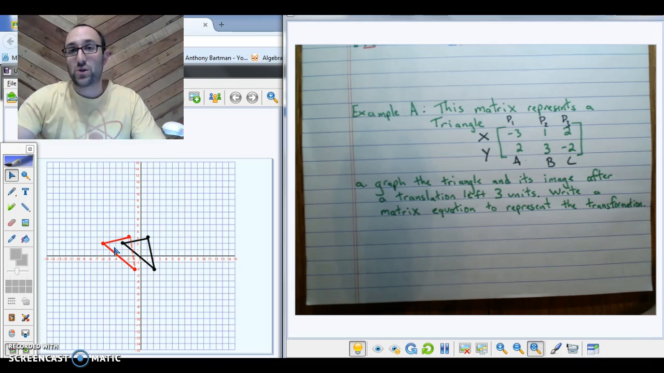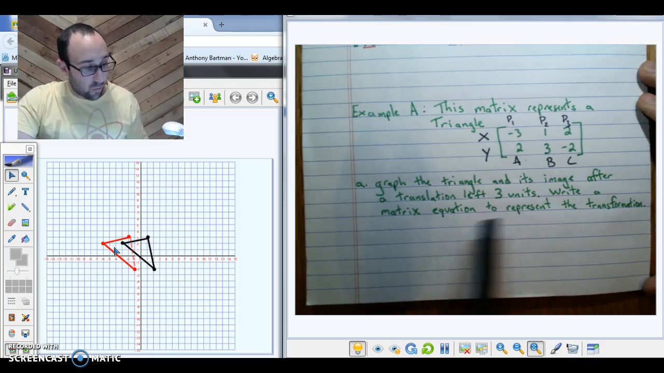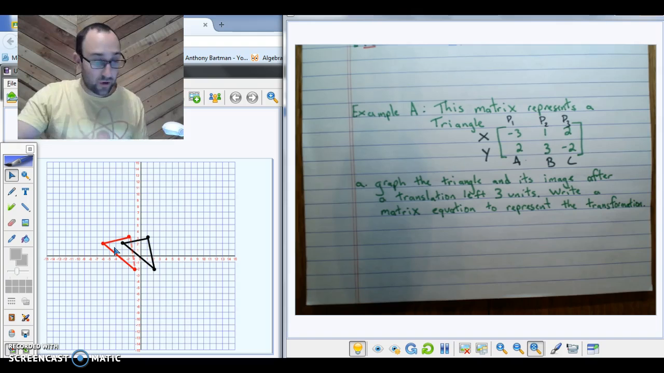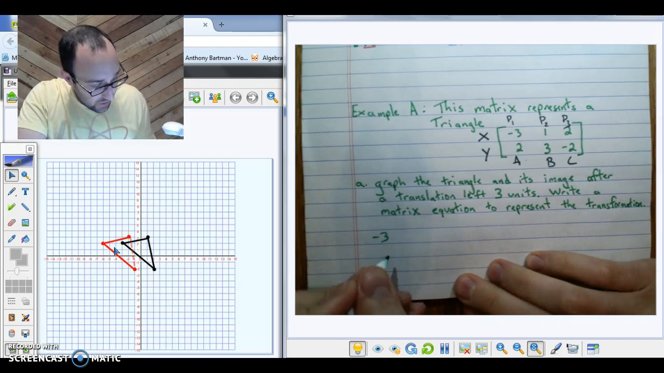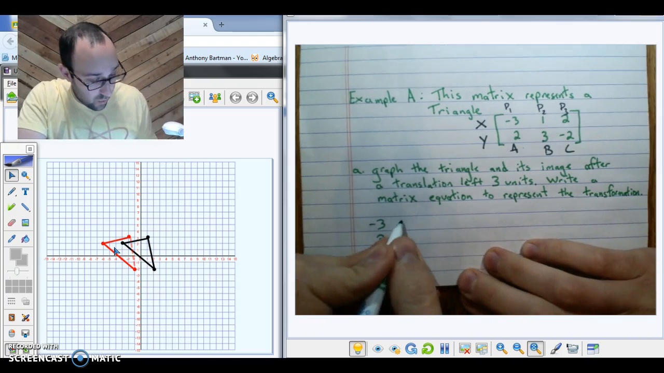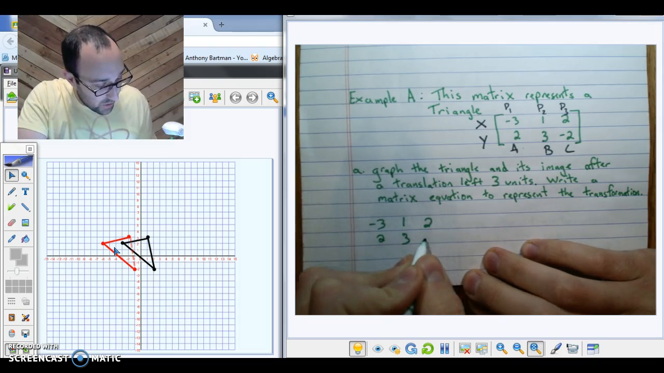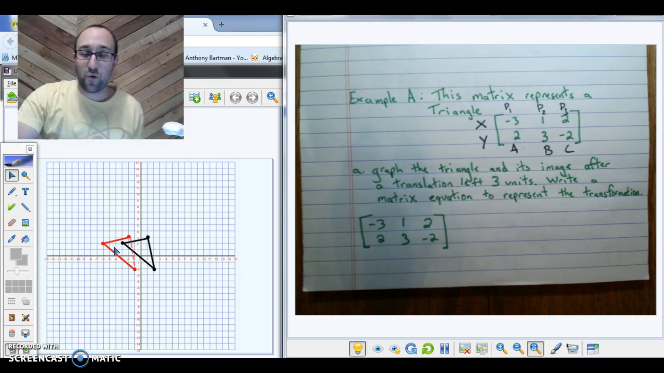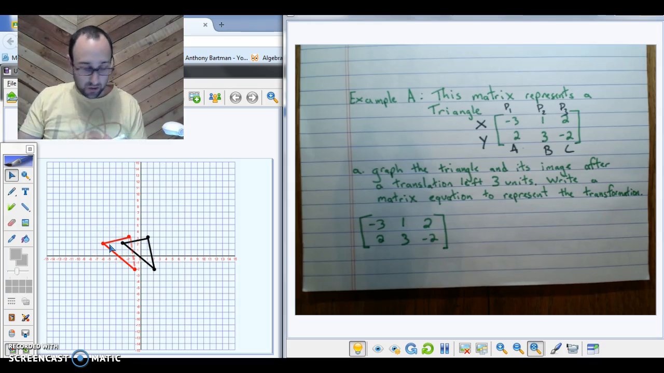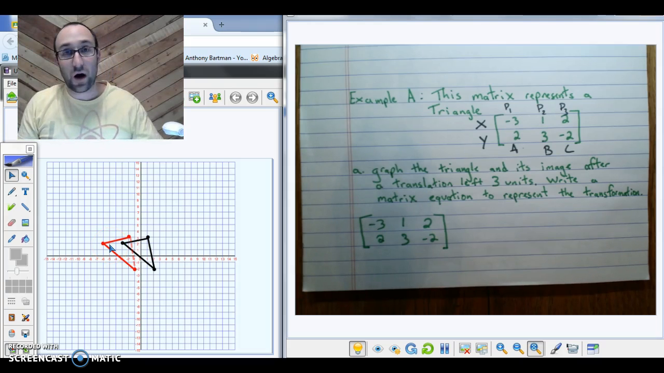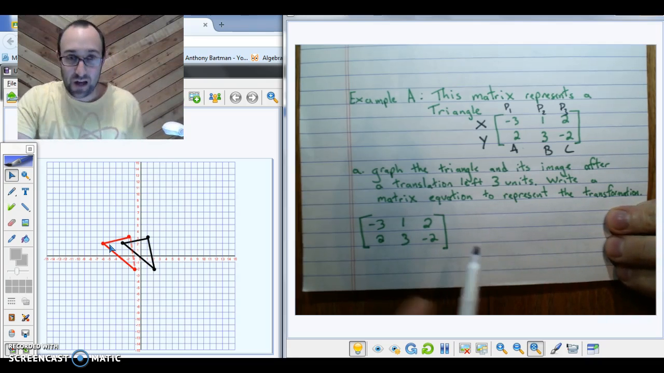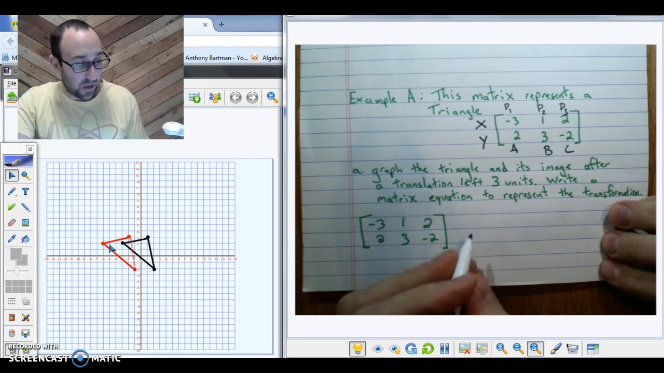So now what we're going to try to do is write a matrix equation to represent this transformation. What we have to do first is take our original matrix: negative 3, 2, okay, 1, 3, and 2, negative 2. And if we are moving it left 3 units right here, how am I changing the graph? Am I changing the x's or the y's? Yes, you are right. We're changing the x's. We're not changing the y's. We're not going up or down. We're only going left or right.